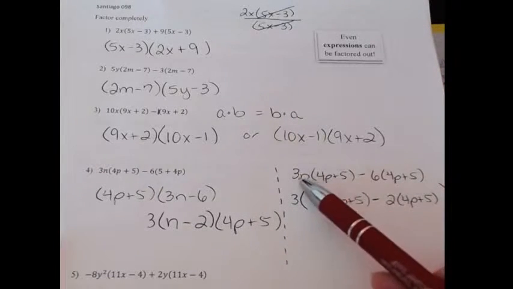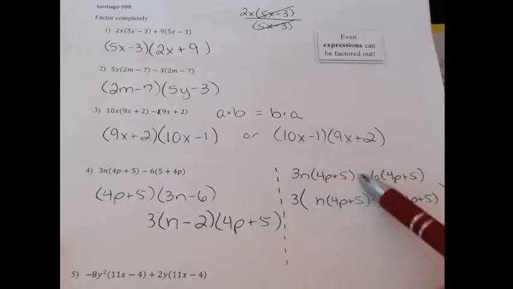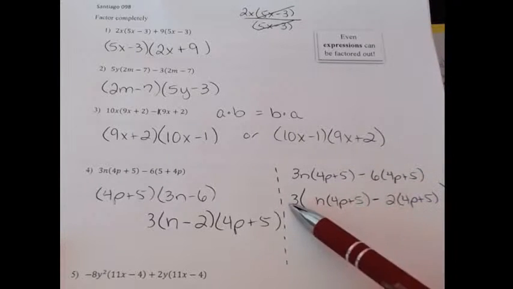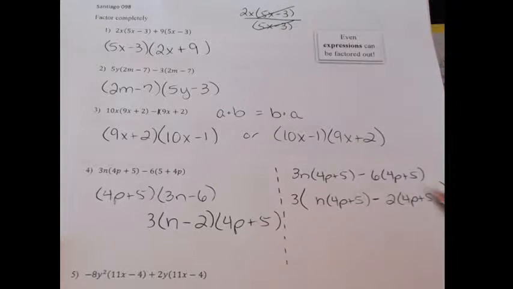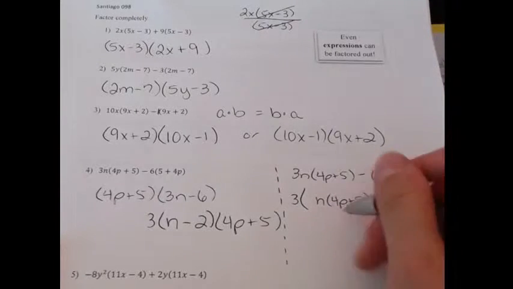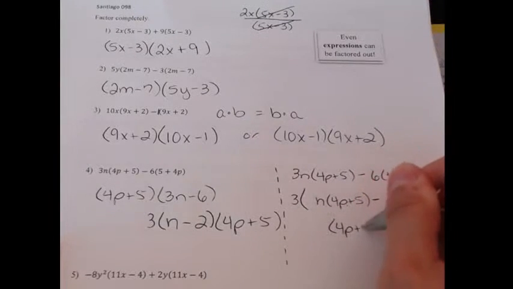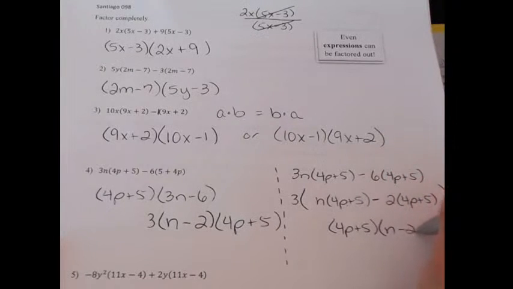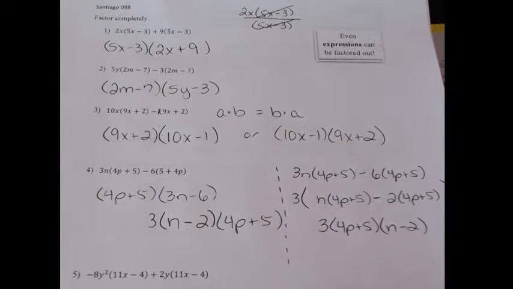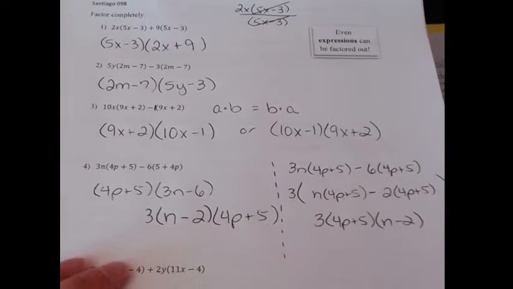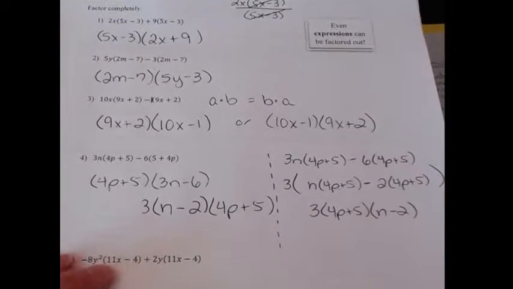So you factored out the 3 from both terms. This is one term, this is two terms. So here's a 3, here's one term, here's your second term. And then you say, oh, well, they both have the 4p plus 5, so we're going to take that out. That leaves me with n minus 2, and then there's a 3 in front, so I'm just going to bring that right down. So this is just another perspective of factoring in the same way.